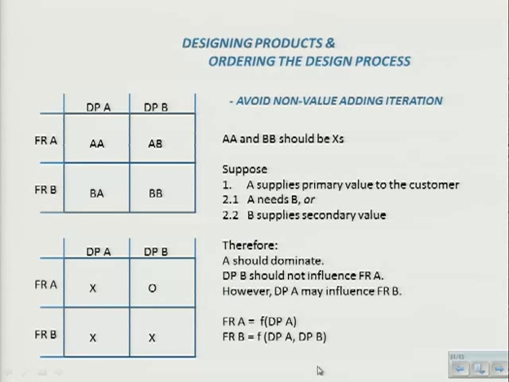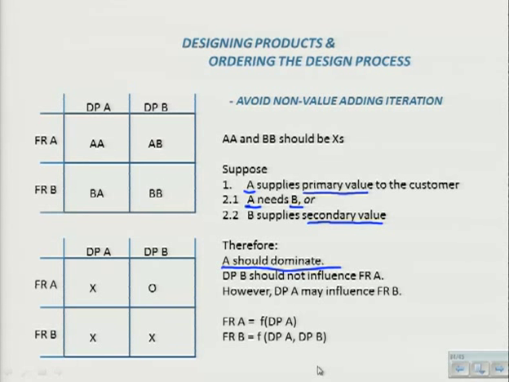So here's how you stay out of this trap. First of all, here's how you get into it. DPA, all right, so A is supplying something of value to the customer. In order to get A, I need B. And B supplies some secondary value. So I've named the matrix elements AA, AB, and so forth. You can see that. Now, because A is supplying a primary value and B is only a secondary value, then A should dominate.